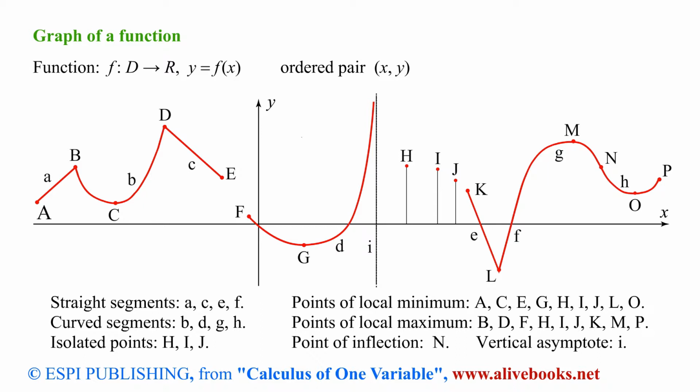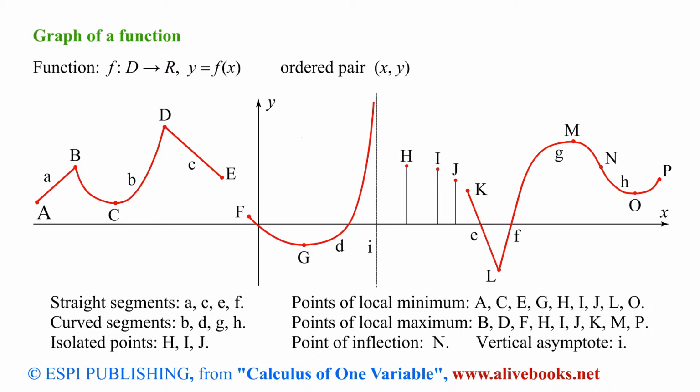A vertical line, that is parallel to the y-axis, cannot contain two or more points of the graph. A horizontal line may contain any number of points of the graph. However, if there is a horizontal line that contains two or more points of the graph, then the function is not invertible. We give a general example of a graph.